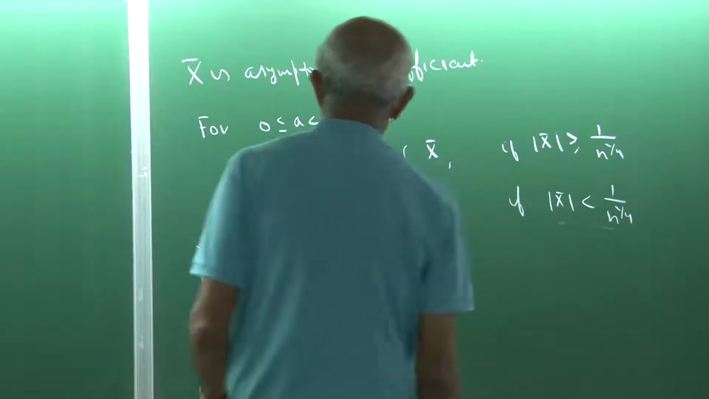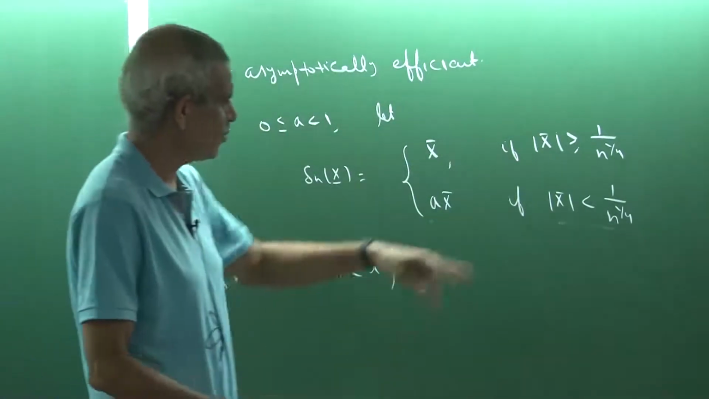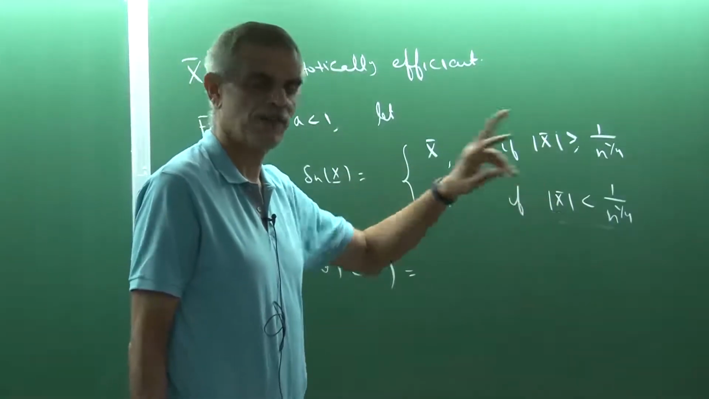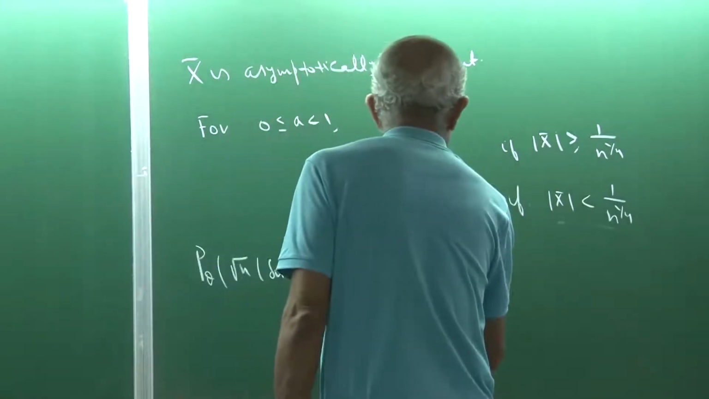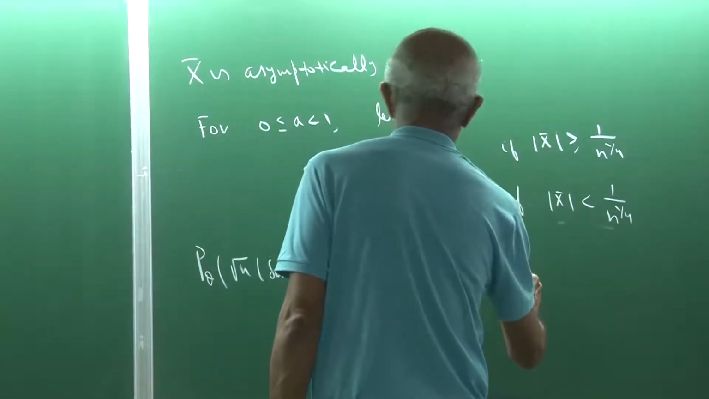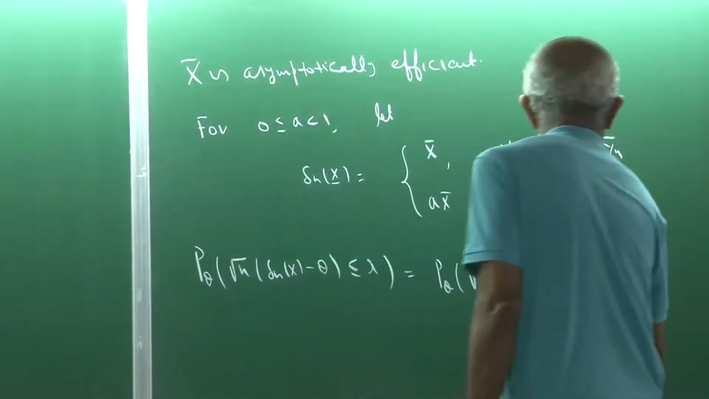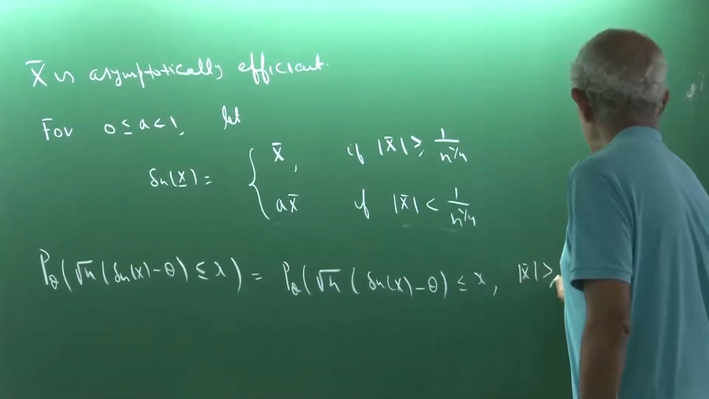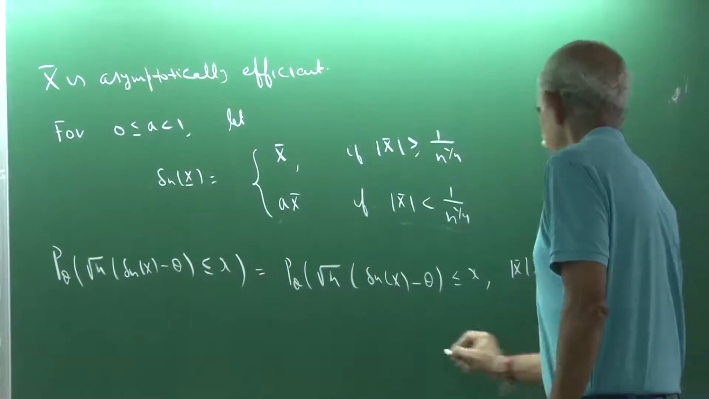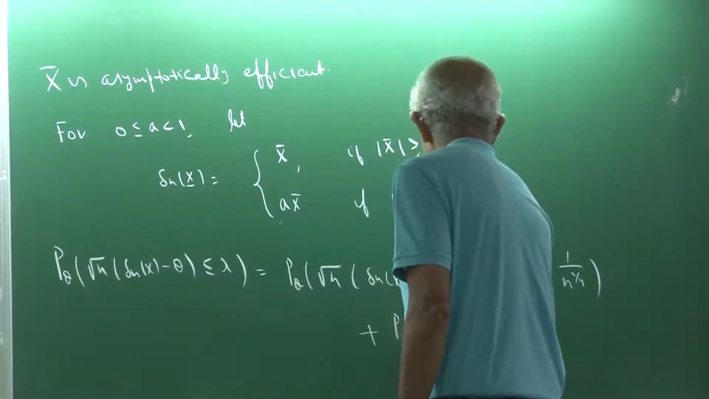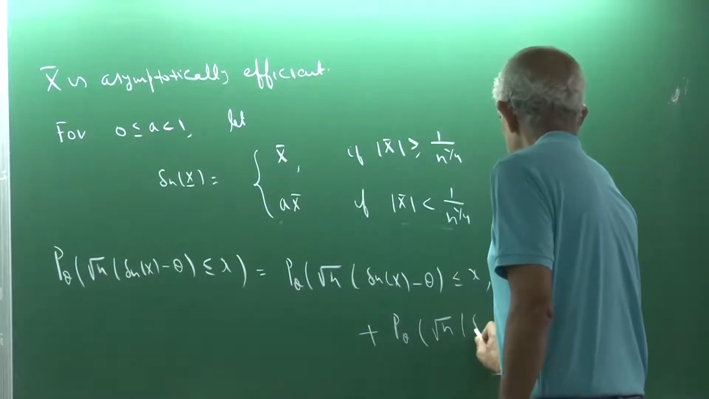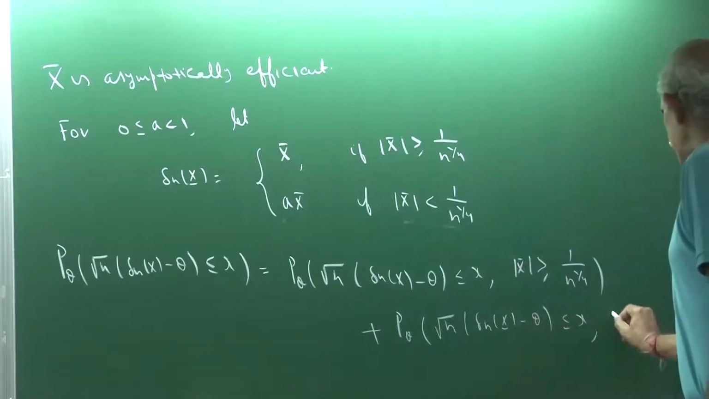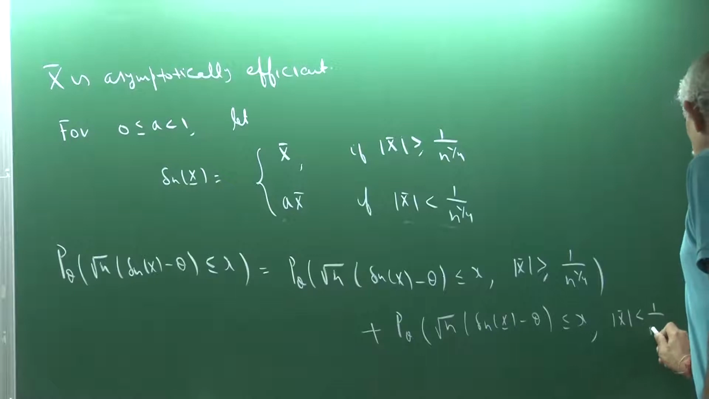So I break it into two parts using the theorem of total probability, depending on whether mod of x bar is greater than or equal to 1 upon n to the power 1 by 4, or mod of x bar is less than 1 upon n to the power 1 by 4. So this is the same as the probability that root n delta n of x minus theta is less than or equal to x and mod of x bar is greater than or equal to 1 upon n to the power 1 by 4, plus the probability that root n delta n of x minus theta is less than or equal to x and mod of x bar is less than 1 upon n to the power 1 by 4.